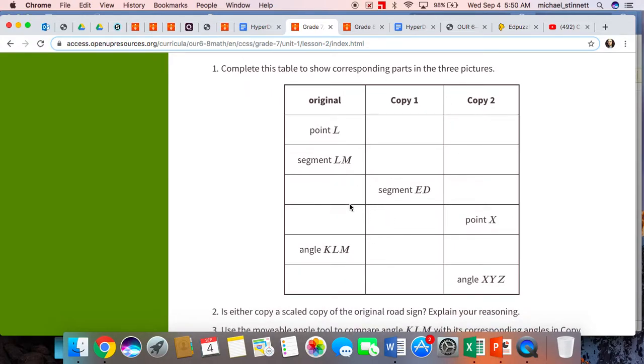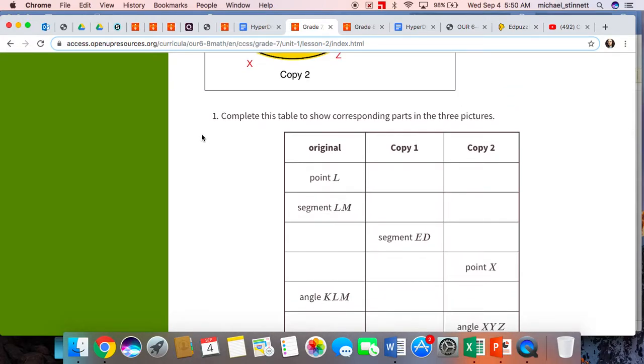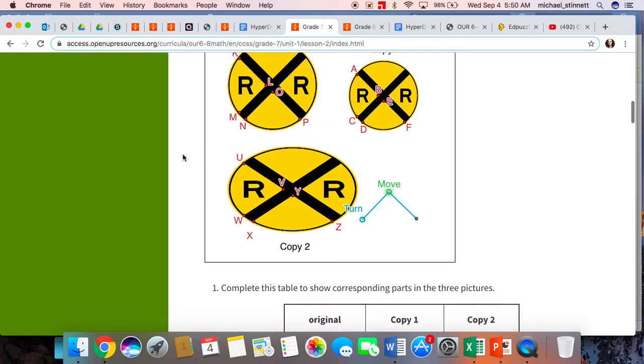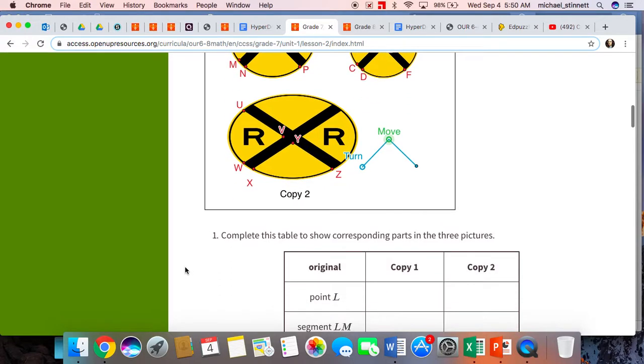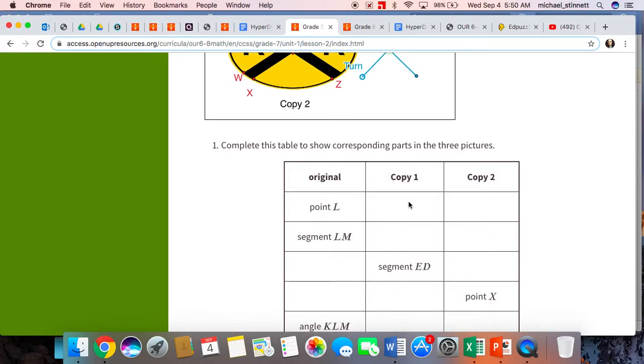That was really good. And if you haven't already, go ahead and jump down and complete your table. So this whole table, what it's doing is it wants you to find corresponding, matching parts. Remember that word corresponding just means matching. So here I have point L. It wants me to look at point L. So I could go up and find point L right here on my original. And then for copy 1, it would be point B right here. And then for copy 2, it's point V, V as in van, down here. And so in here I would write point B as in boy, and then point V as in van.